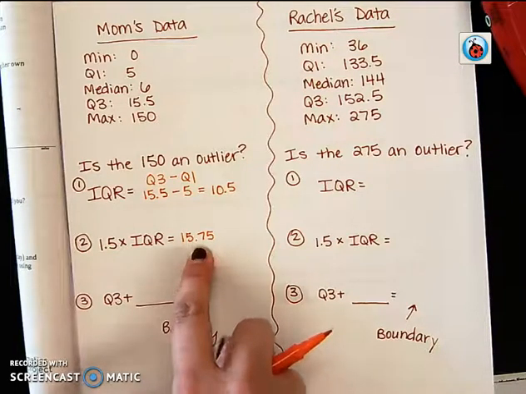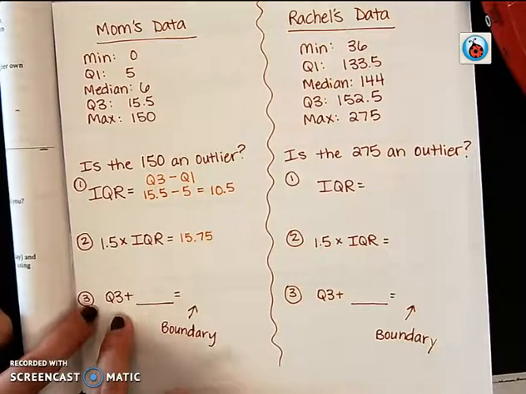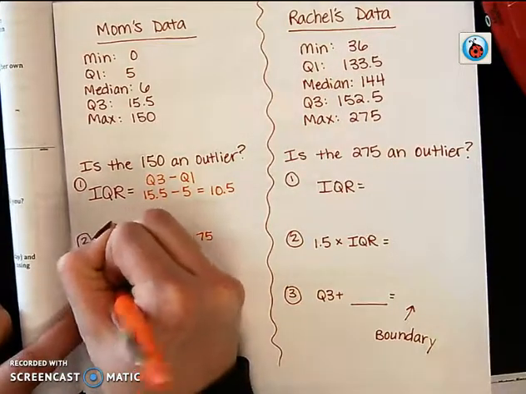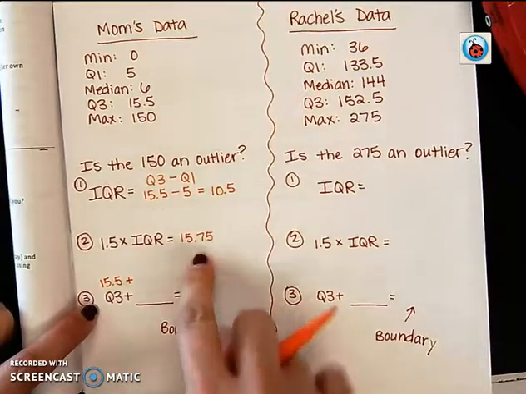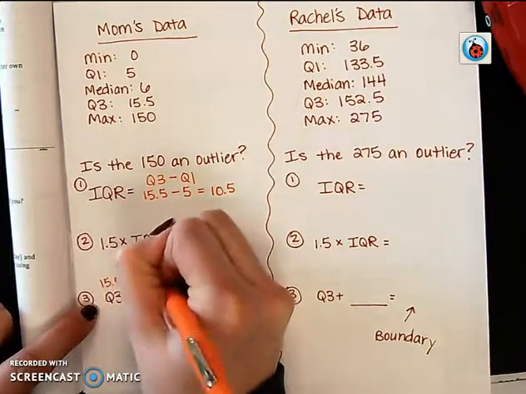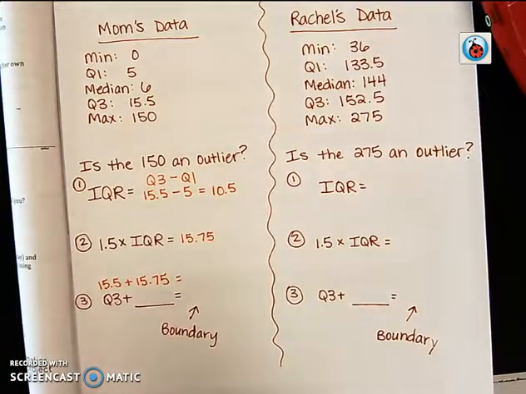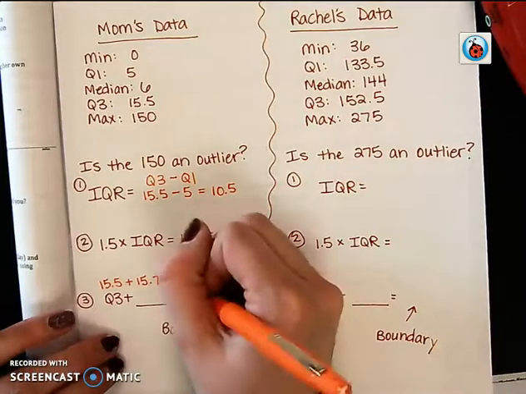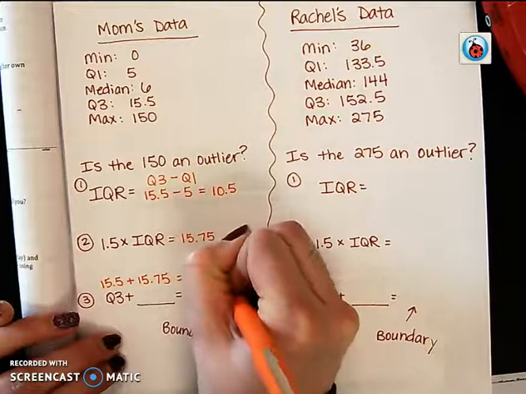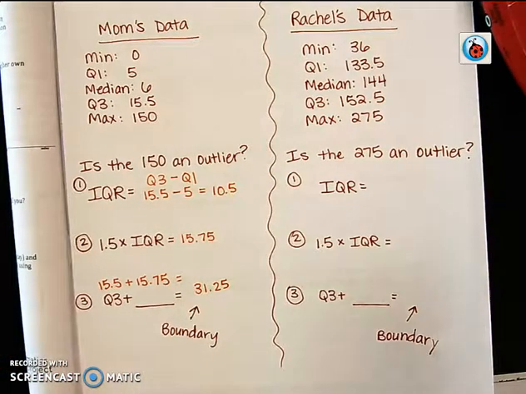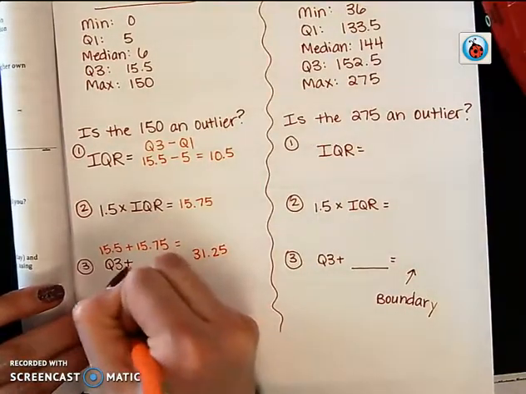This is the number I'm going to use to help me test if the 150 is high enough to be an outlier. So I'm going to start with the Q3 from mom's data, which was 15.5, and I am going to add on this test number, 15.75. When I add those numbers together, I'm going to get what is called a boundary or a threshold value. That means that if the number is higher than this boundary, it is going to be considered an outlier. So 15.5 plus 15.75 is 31.25. Is the 150 higher than 31.25? Yes. So the 150 is an outlier.